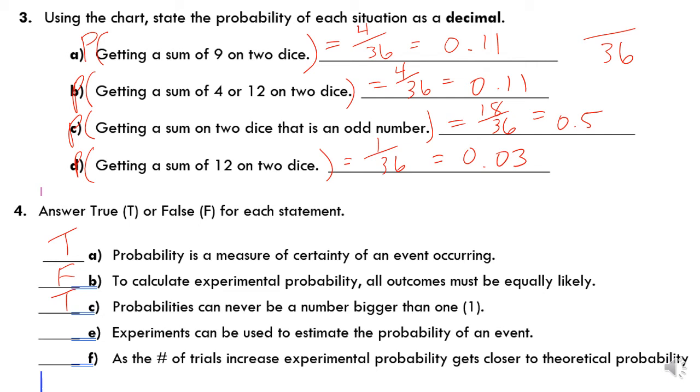Experiments can be used to estimate the probability of an event. True. And as the number of trials increase, experimental probability gets closer to theoretical. We talked about that in our first lesson. That's true. Small sample size, anything can happen. The larger the sample size, the closer it should get to what should happen theoretically. So that is also true.